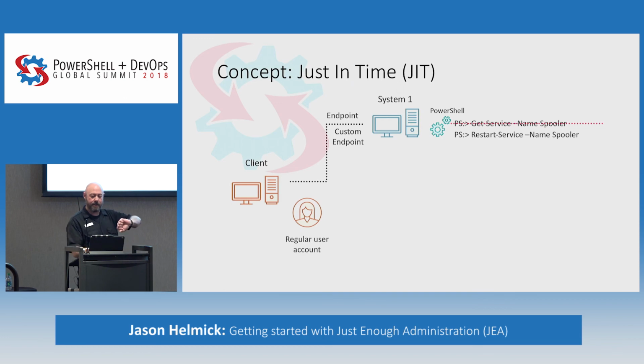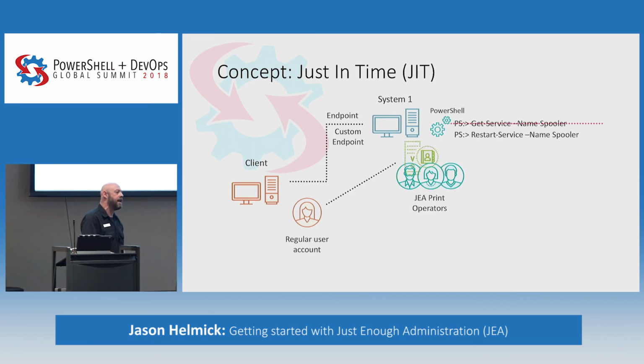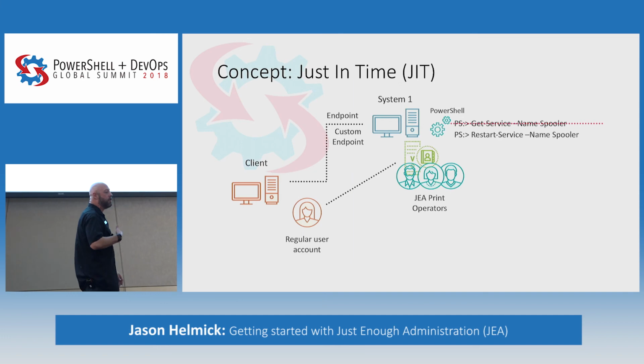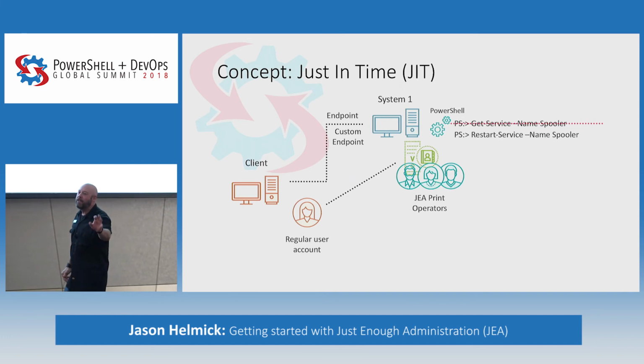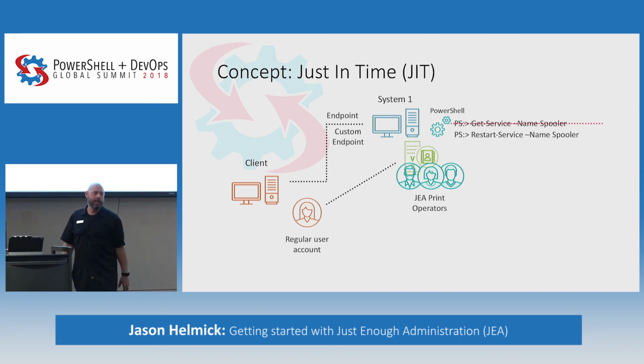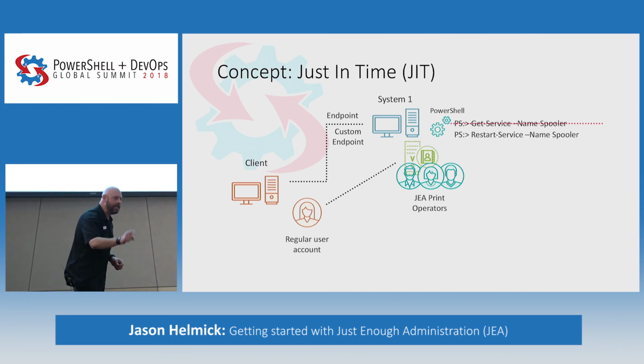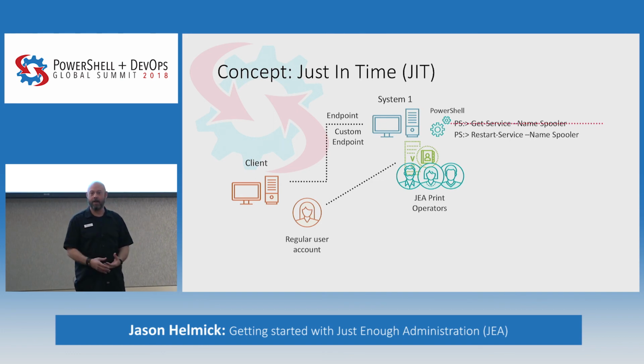Now, a couple of concepts, and it's going to be really quick. We have something called just-in-time. Those of you that work with Azure, you can do this. Those of you that have Active Directory can do this. The concept of just-in-time is this. I give you the ability to use JEA. You're a print operator. But the only time I want you to have the privilege of using remoting as a print operator is when we have a problem. If we don't have a problem, you don't need it, you shouldn't be messing with it. Because if you're messing with it, you might cause a problem.